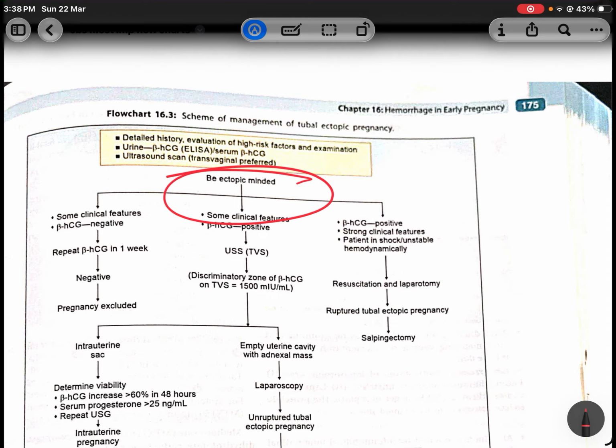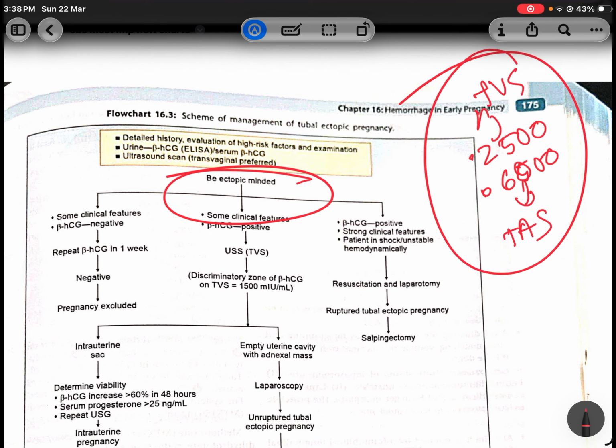So the two numbers which you need to remember are 2500 and 6200 or 6000. Okay, I'm not sure, please go check. So this is for TVS, and this is for transabdominal. So at this cutoff, you need to see a gestational sac. But if you are not seeing it, then it's something abnormal. So then you have to think about ectopic pregnancy is what I mean to say.